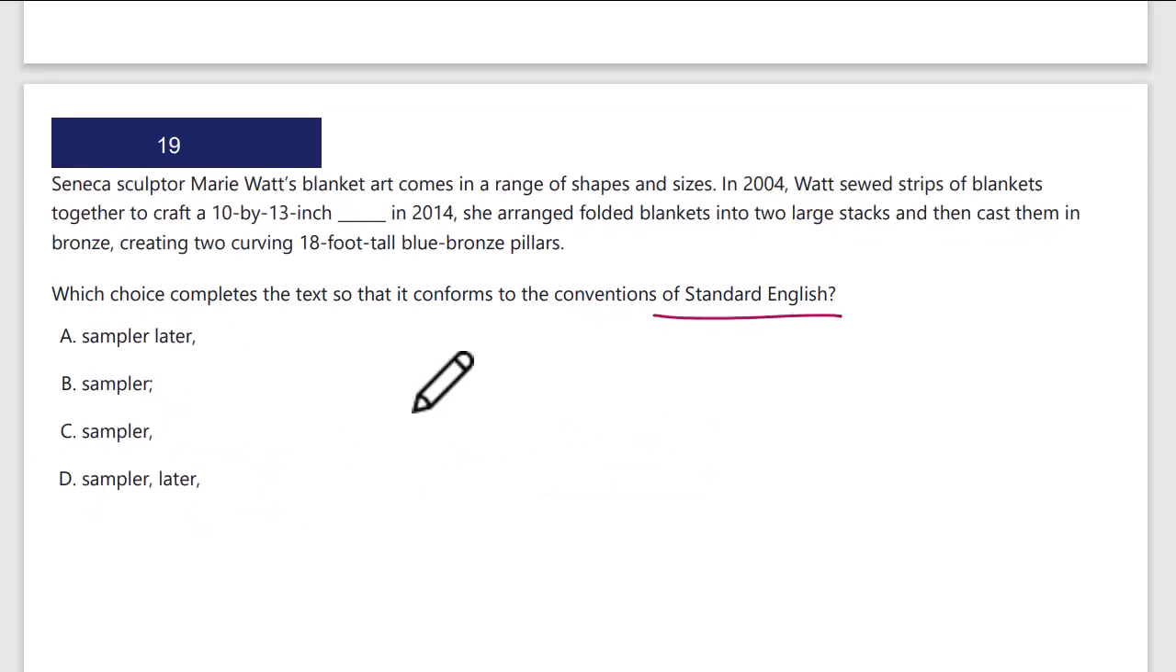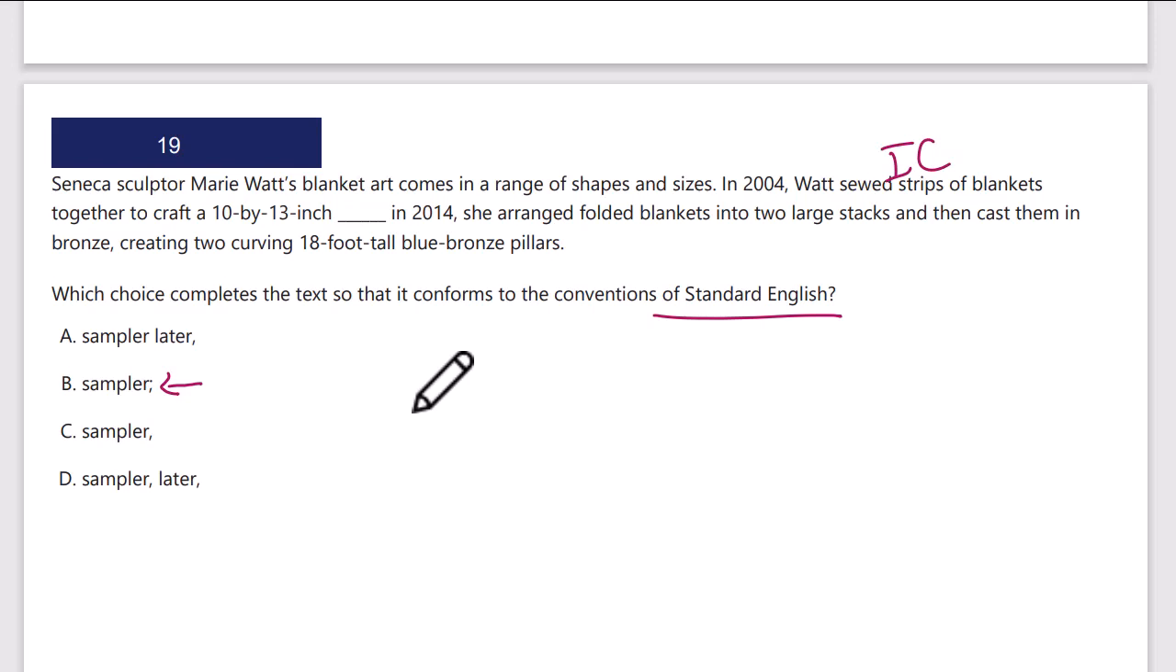Number 19. Okay, I've got a grammar question. I have sampler or sampler later, and I have various commas or possibly one semicolon. So the semicolon is the only one that will combine independent clauses. I'm going to check that one first, just like I would check a period first. Let's take a look. Seneca sculptor Mary Watt's blanket art comes in a range of shapes and sizes. In 2004, Watt sewed strips of blankets together to craft a 10 by 13 inch sampler. So that's an independent clause. That's a sentence by itself.